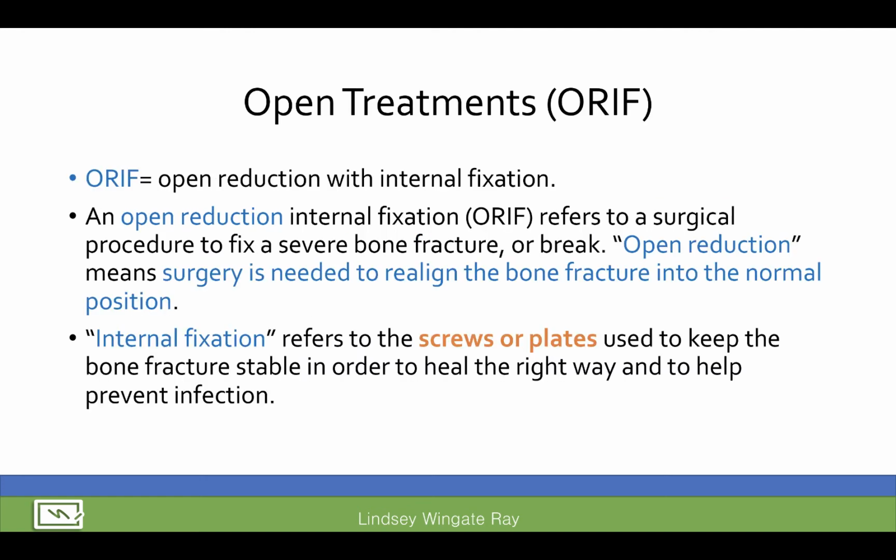Open treatments are called ORIF, open reduction with internal fixation. An open reduction and internal fixation refers to a surgical procedure to fix a severe bone fracture. Open reduction means surgery is needed to realign the bone fracture into a normal position. Internal fixation refers to the screws or plates used to keep the bone fracture stable in order to heal the right way and to help prevent infection. So the key terms you're looking at in ORIF are screws or plates.